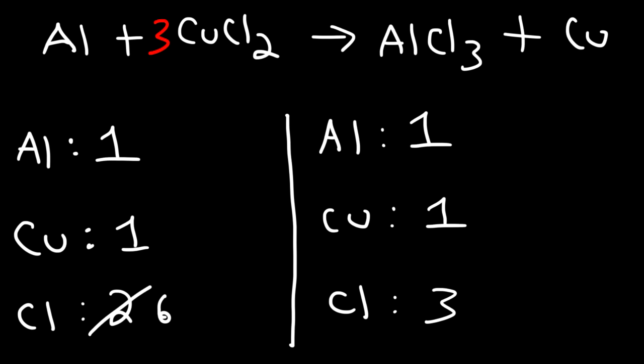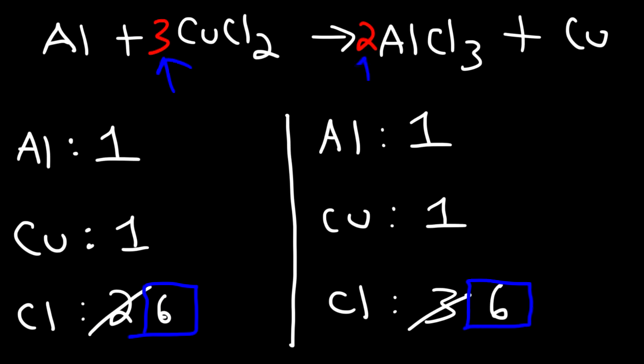Now, on the right side, we need to put a 2 in front of AlCl3, because 2 times 3 will also give us 6. Now, the number of chlorine atoms are the same. But by adding these numbers, the number of copper atoms and aluminum atoms changes. So on the left side, we no longer have 1 copper atom. We have 3 copper atoms. On the right side, we no longer have 2 aluminum atoms. We no longer have 1, but we have 2 aluminum atoms.